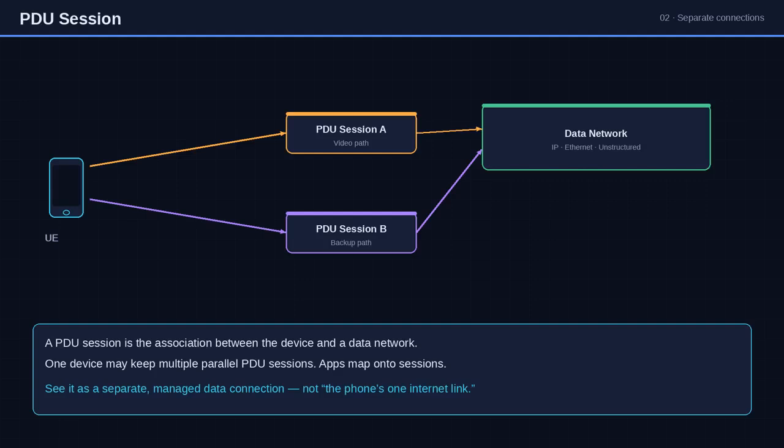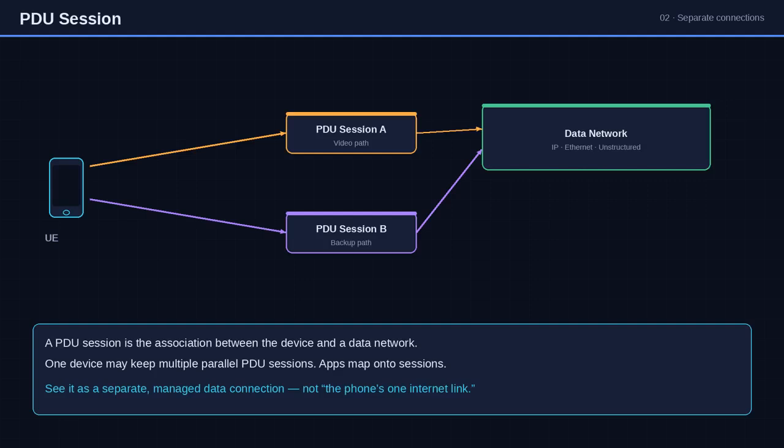A PDU session is the association between the user equipment, the device, and a data network. It is not "the phone is online" in a vague sense. It is a concrete, named relationship that the core network can set up, track, and tear down. That session can carry different kinds of traffic. The source is explicit. A PDU session may carry IP data, Ethernet frames, or unstructured data. So the idea is broader than just another IP tunnel.